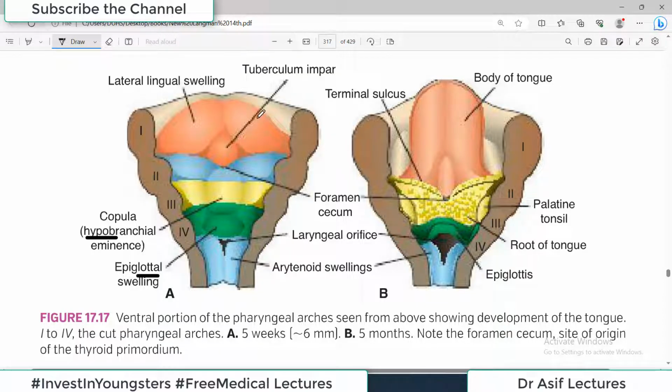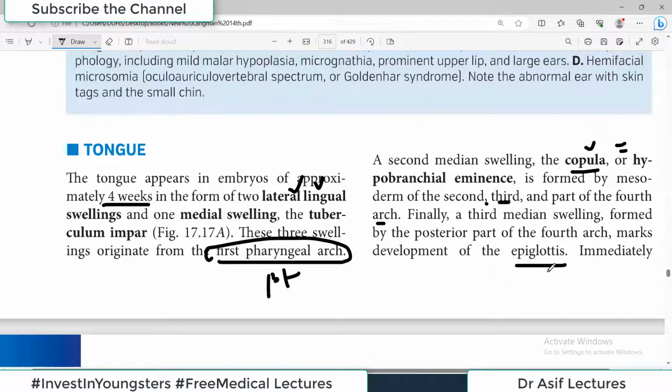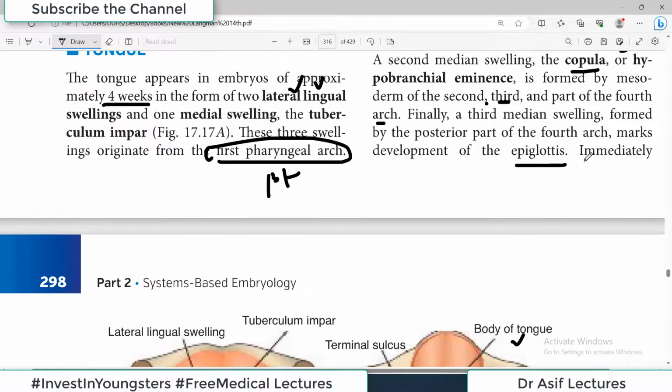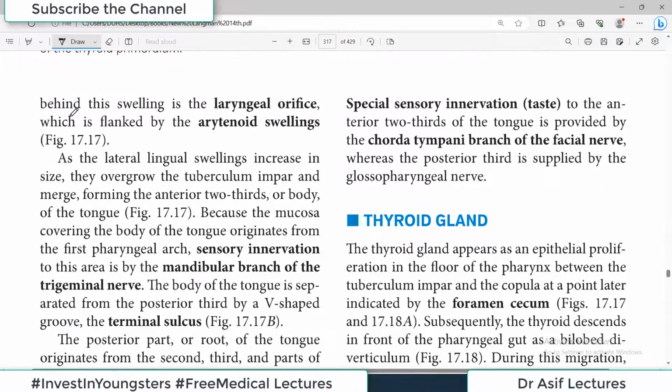So if you see the lateral tongue swelling and the tuberculum impar, they grow in the body of tongue. और जो copula है this then develops into the root of the tongue. ठीक है? And the junction between the body of the tongue and the root of the tongue is marked by a foramen which is called foramen cecum, और इसकी अपनी बड़ी importance है thyroid gland development के हवाले से, अभी पढ़ेंगे थोड़ी देर में.